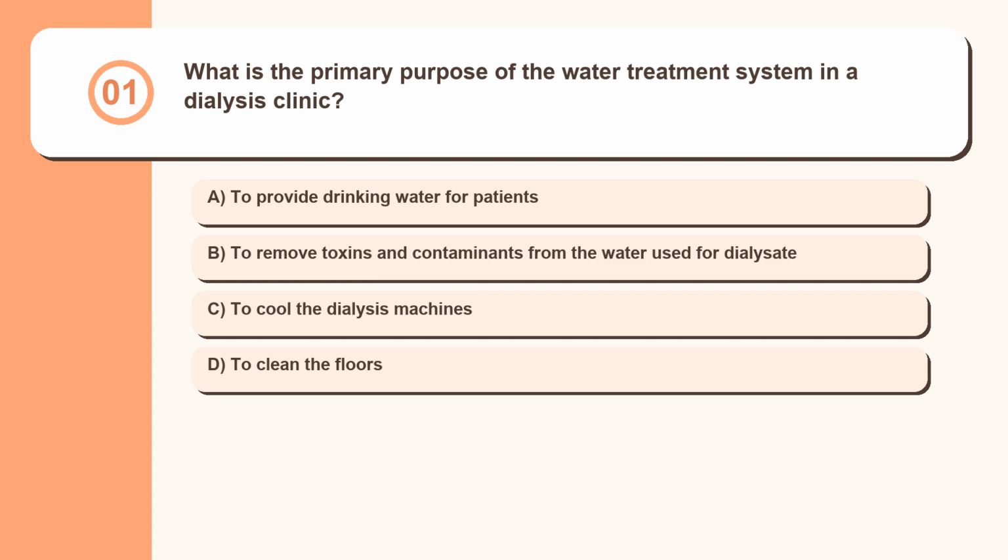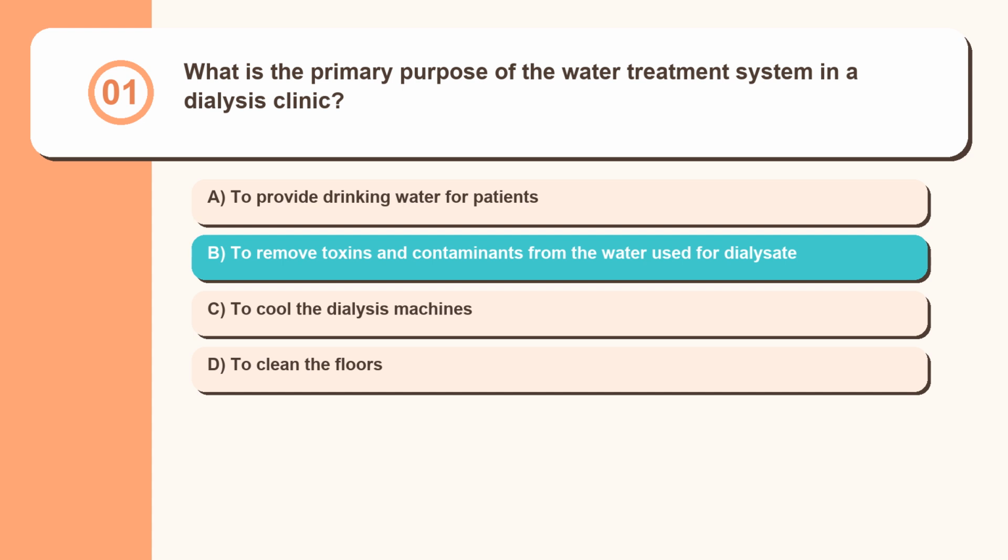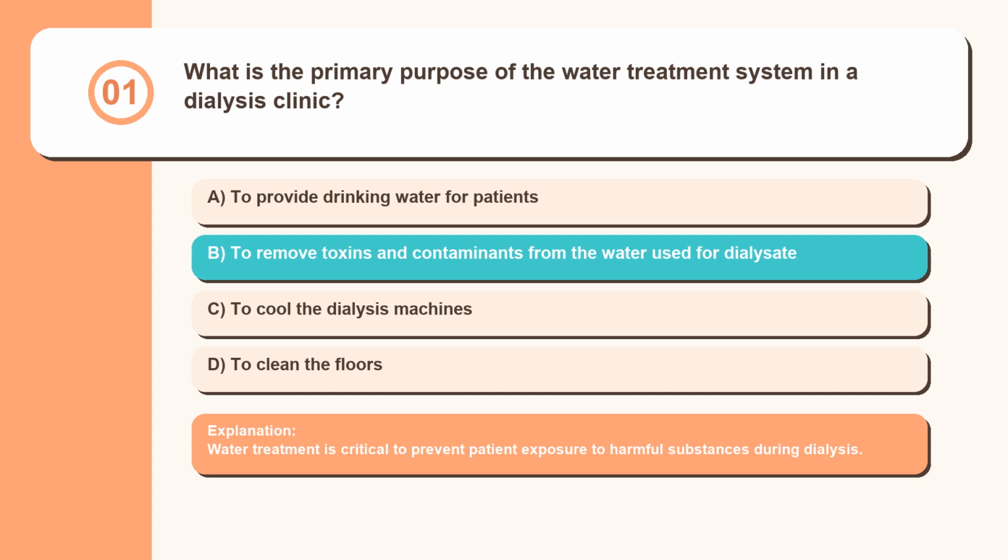Question 1. What is the primary purpose of the water treatment system in a dialysis clinic? To provide drinking water for patients. To remove toxins and contaminants from the water used for dialysate. To cool the dialysis machines. To clean the floors. Water treatment is critical to prevent patient exposure to harmful substances during dialysis.